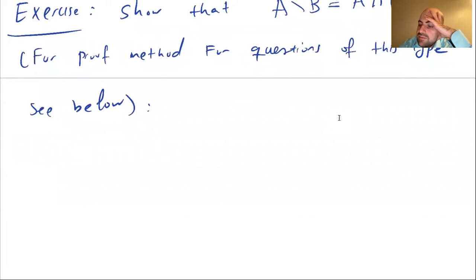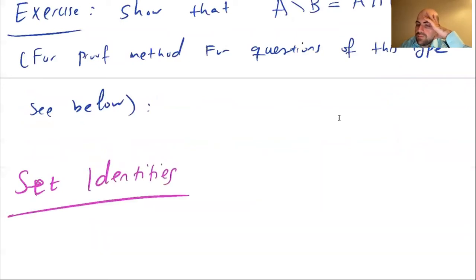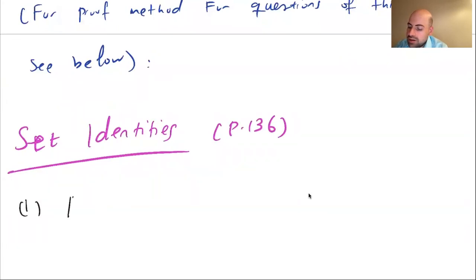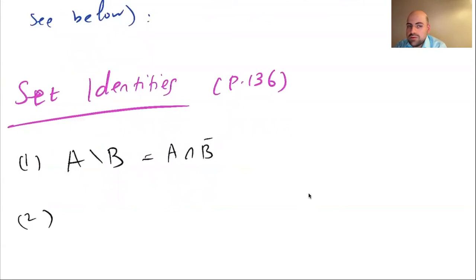So, set identities. There is a table in your book about set identities, page 136. Please take a look at this table, but let's list a few of them because we want to prove a few of them. So one is the one that we mentioned, let me repeat one more time: A minus B is equal to A intersection B complement. Two, A intersection with the universal set is A, and A union empty set is A.